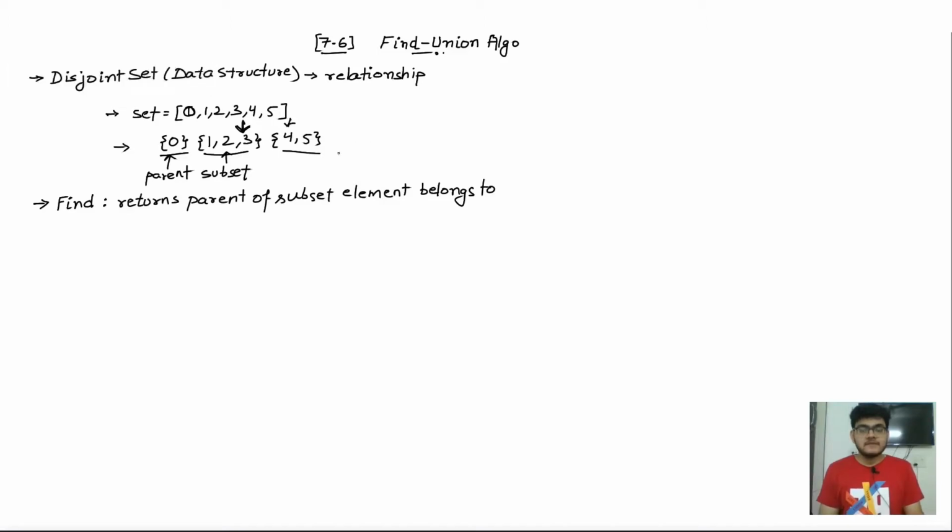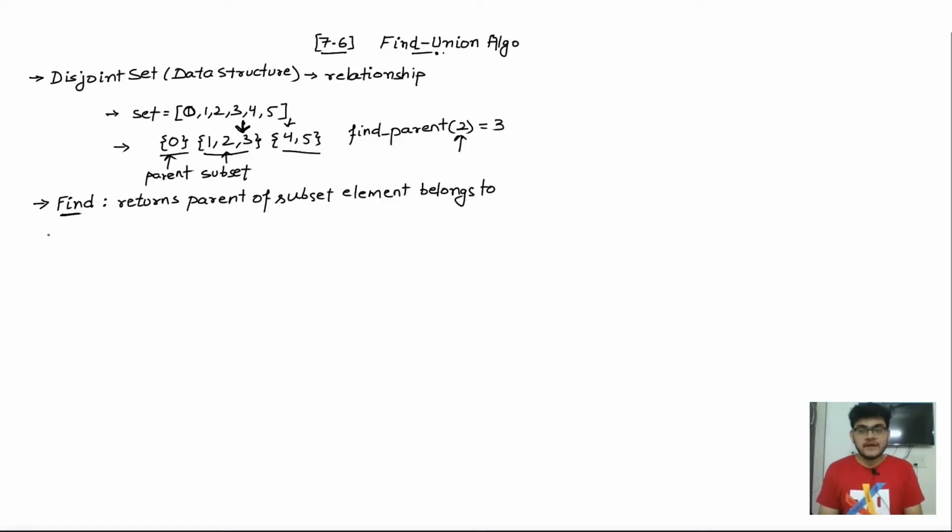And let's assume in the case of this one, 4 is the parent, right? So if I execute the function find, or we can also write it as a find parent function, and let's say I call find parent 2, it is going to find out the parent of the subset where this element belongs. You can see that it belongs to this subset and the parent of this subset is actually 3. So we are going to use the find function which will give us the parent of the subset the element belongs to.